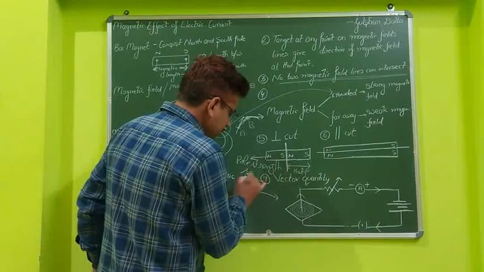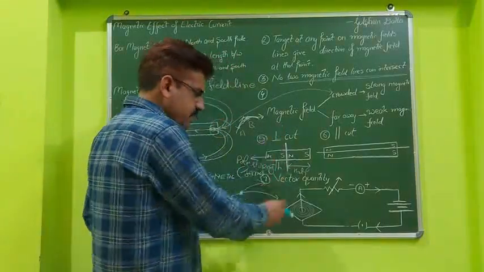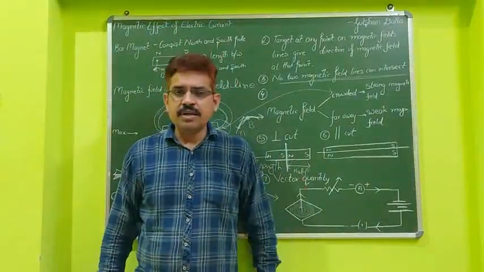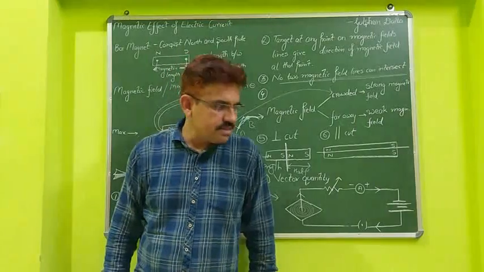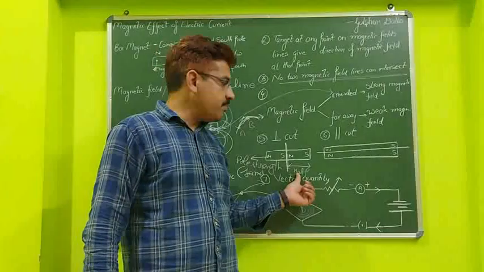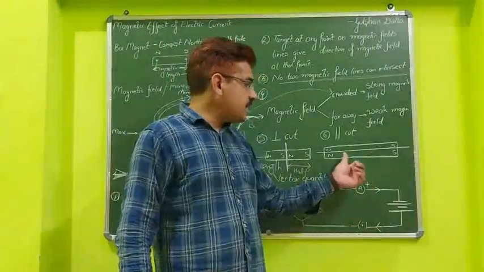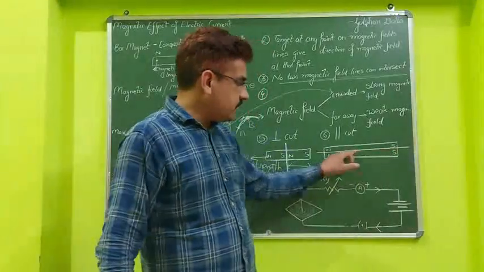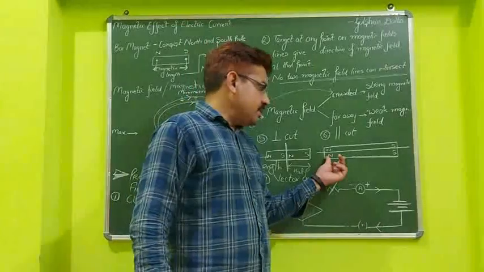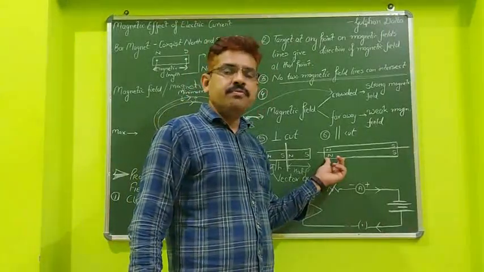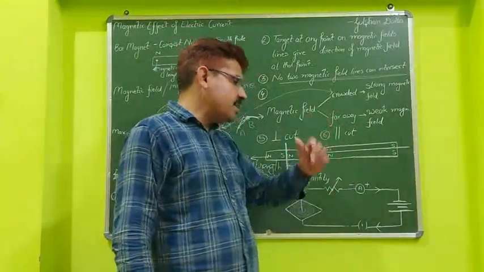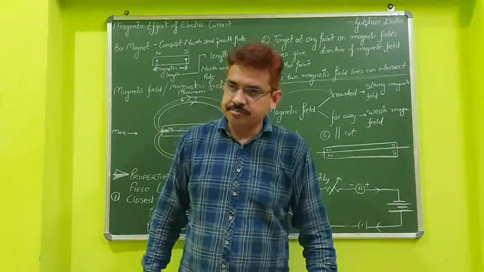The pole strength remains the same. The pole strength does not change when we cut it perpendicularly. So this is again a property of the bar magnet: when a perpendicular cut is made, the pole strength remains the same but the length becomes half. And if there is a parallel cut, which is cutting it in this way, the strength will become half but the length will remain the same. This is known as a perpendicular cut and this is called a parallel cut.